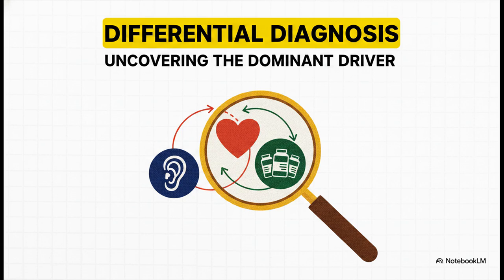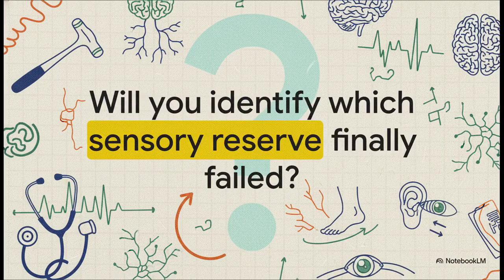In Part 4 of this explainer series, we're going to cover investigations and differential diagnosis. We'll talk about how to order tests with a specific question already in your mind, and how to accurately name the dominant driver among the vestibular, cardiovascular, and medication-related causes of falls. Before we wrap up today, I want you to ask yourself a pretty critical question. If your patient falls tomorrow, are you going to accept the easy, vague, multifactorial label? Or will you use these exact tools we just discussed to uncover the real mechanism? The history and a highly targeted physical exam hold the answers.